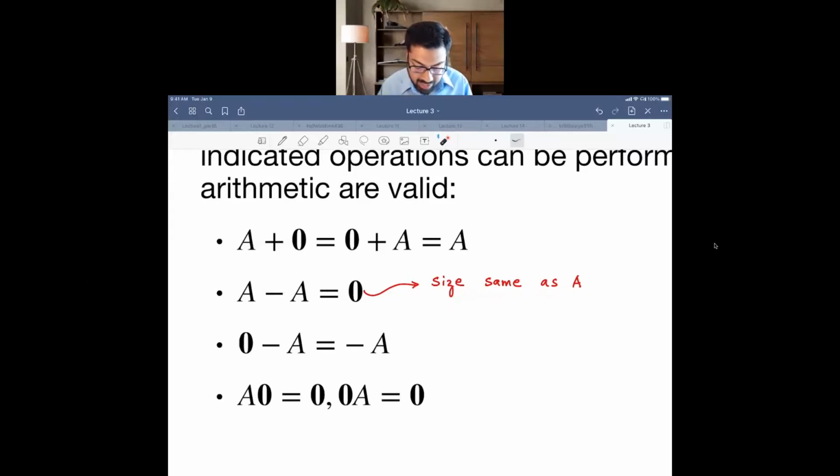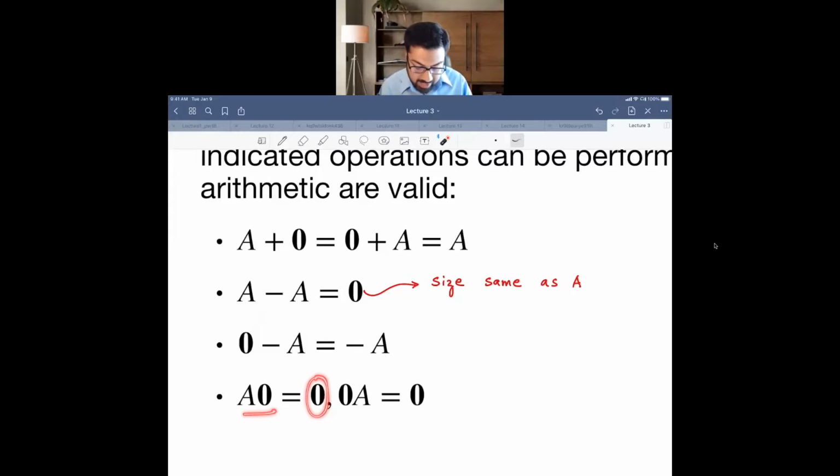Next, 0 minus A equals negative A. Each element is going to be a 0 that is getting subtracted by each element in A. All we are doing is changing the sign of each element, which is equivalent to multiplying each element by a scalar, which in this case is negative 1. Next, A times 0 is going to be 0. Why?